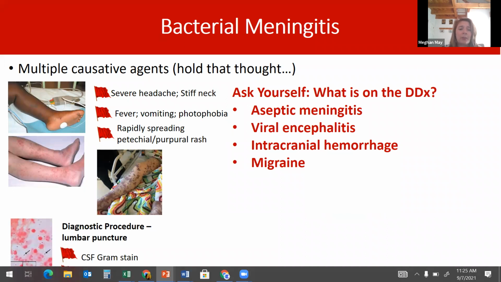And how do we diagnose this? So the first procedure that's done, as we discussed in class, is a lumbar puncture or a spinal tap. And what we actually see with this is upon performing a CSF gram stain, what you'll see is that there will be bacteria present.